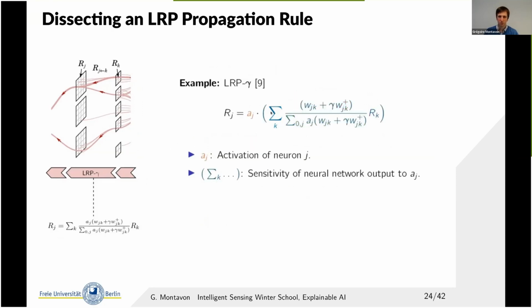Now you can make a slight reorganizing of the LRP rule. You can put the activations as a factor, and then you can think of this LRP rule as the product of an activation and a sensitivity term. A neuron is relevant if it is activated and if the neural network reacts to it, if the output of the model reacts to it.